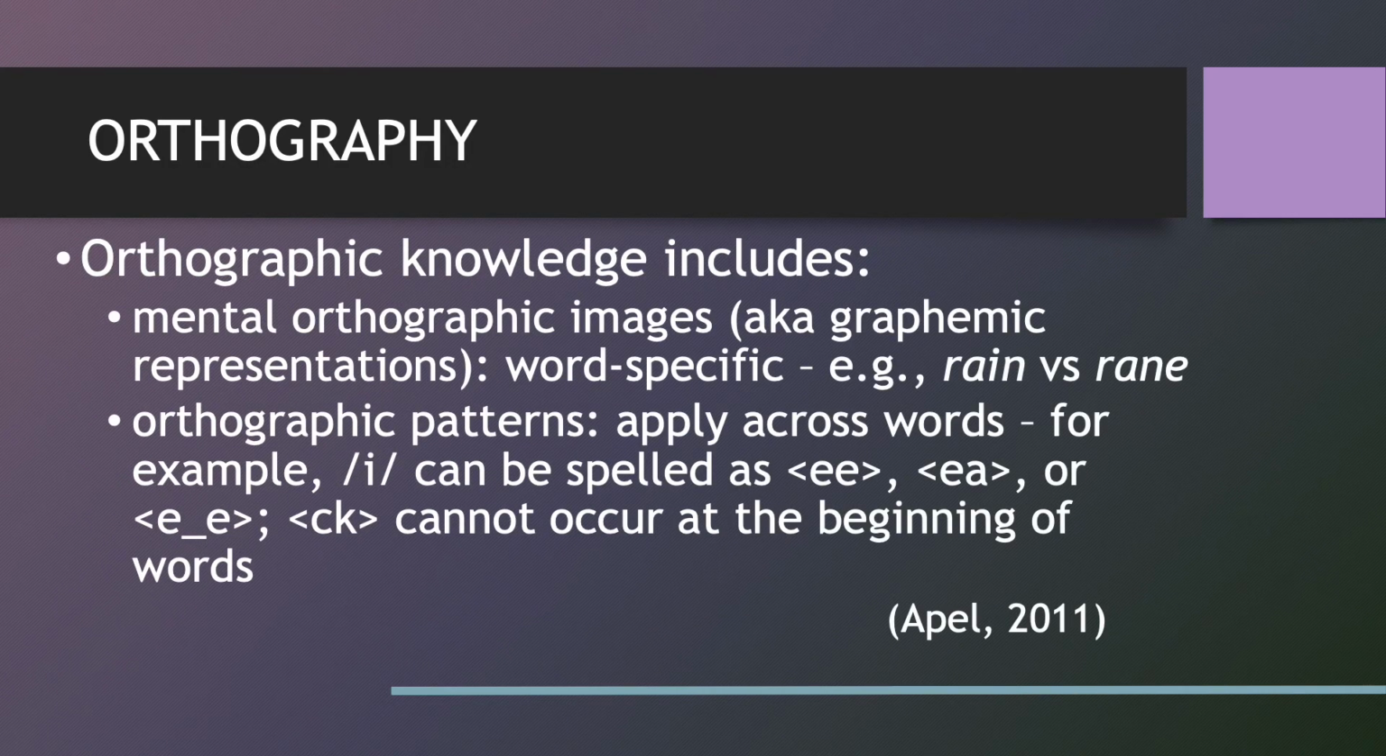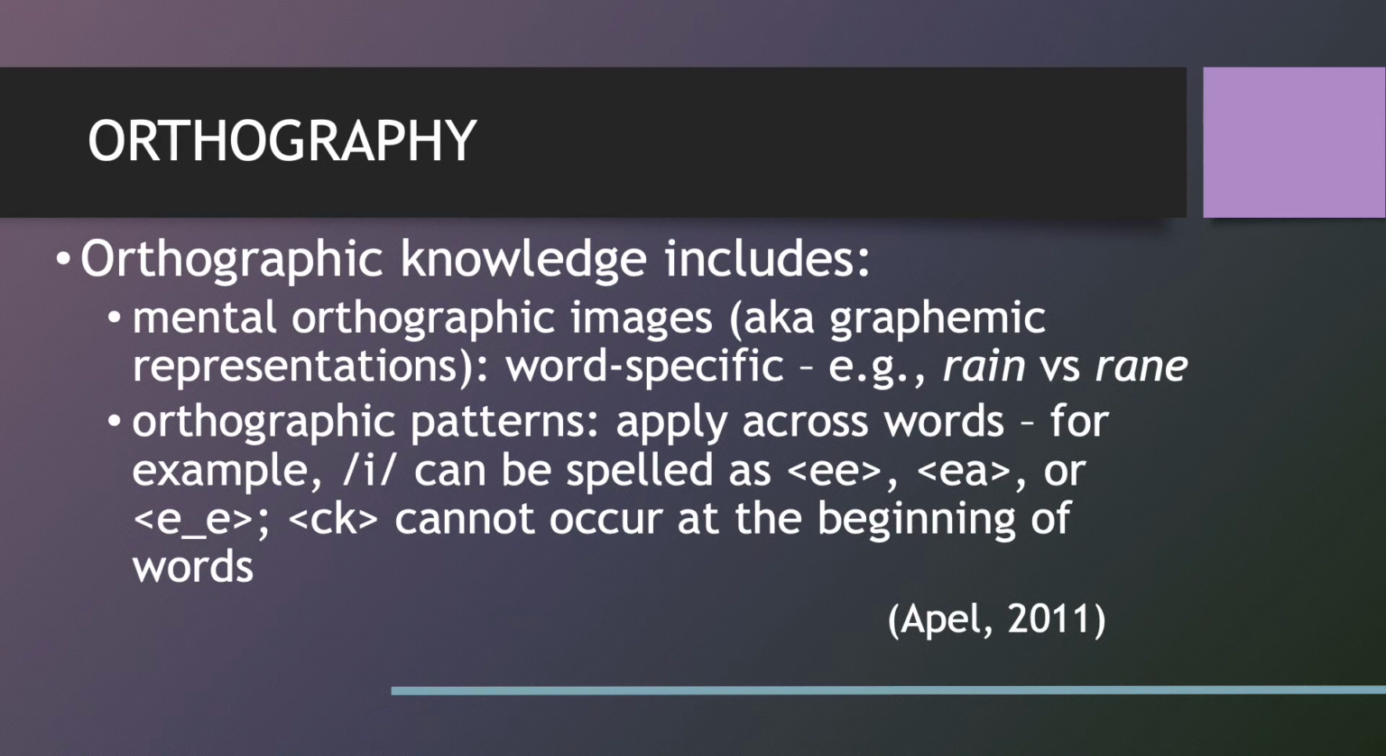As children learn to read and spell, they acquire knowledge about orthography, and the work of Ken Oppel and others shows us that there are 2 types of orthographic knowledge. There are mental orthographic images, also called mental graphemic representations, and this is word-specific knowledge. So in the word rain, we have the phoneme A, and that phoneme has a variety of different graphemes that could potentially represent it in words. And so this mental orthographic image is that visual image in our mind that the word rain is spelled with the AI digraph, and it doesn't have the A consonant E spelling.